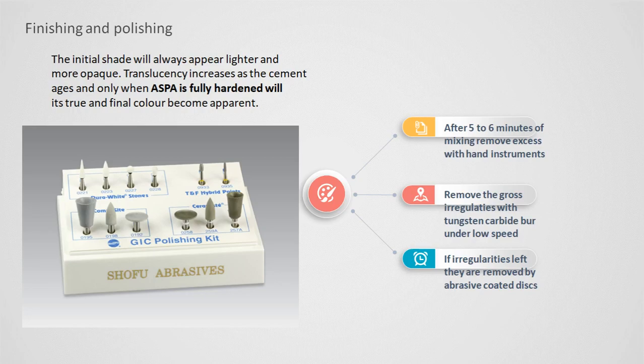The shade of the glass enamel cement appears lighter and more opaque, while the transparency increases as time goes on due to the maturation of the glass enamel cement.